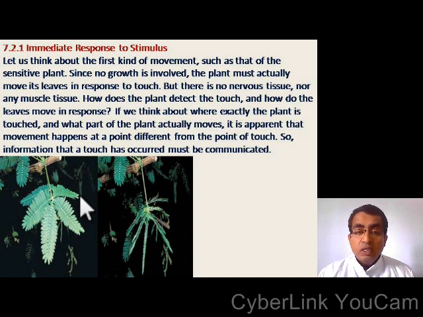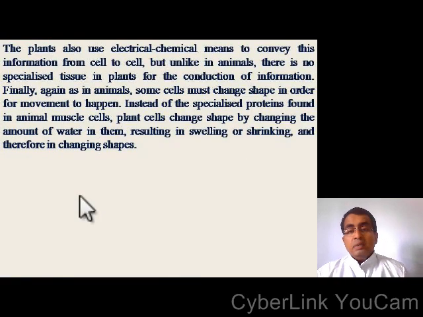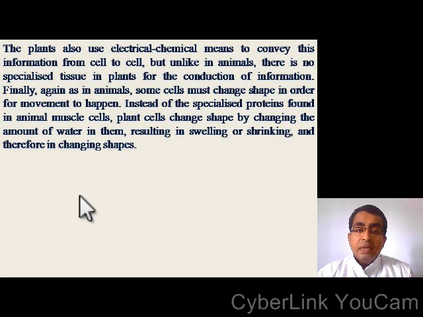If you think about where exactly the plant is touched and what part of the plant actually moves, it is apparent that movement happens at a point different from the point of touch. So, information that a touch has occurred must be communicated. The plants also use electrical-chemical means to convey this information from cell to cell. But unlike in animals, there is no specialized tissue in plants for the conduction or transmission of information.